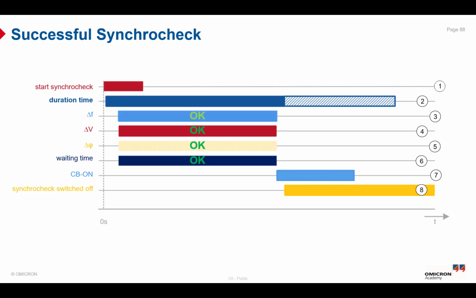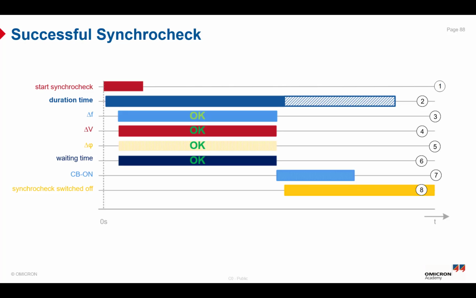Okay, so number 6, which is the waiting time, is a very important parameter because all the synchronizing conditions should be checked to be stable during this time. So if everything is fine and stable, which means the synchronizing conditions are stable during this time, the circuit breaker on signal is possible and it will be issued in number 7.